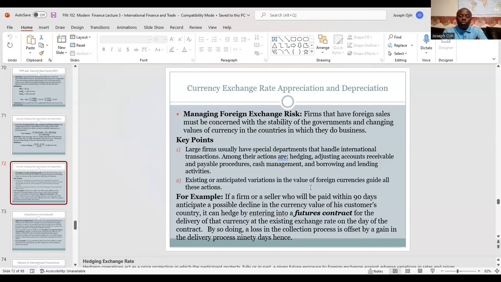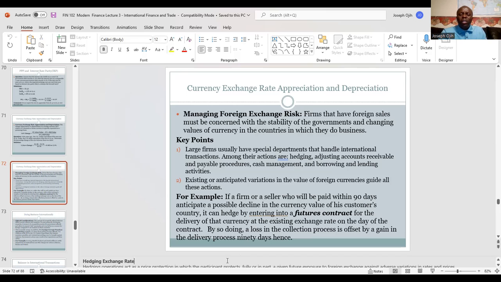Some big firms have a special department that handles international transactions. Among the actions they take, they call it hedging. The department that handles international transactions engages in a kind of contract with the bank, a foreign bank, so that they will get a favorable exchange rate, even though there has been a fluctuation in the exchange rate. So one of the things they do is called hedging.